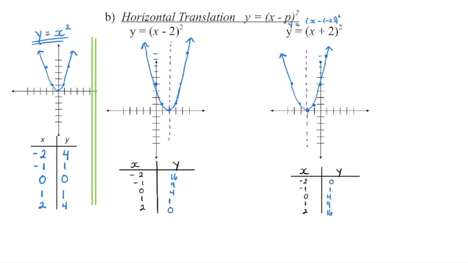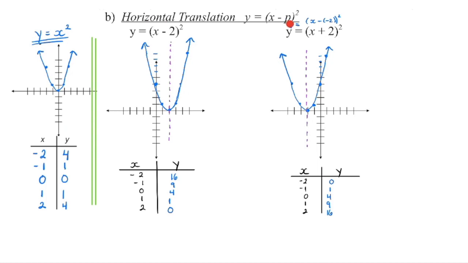Well, if we go back to the parent graph, we can see that the vertex is on the origin. My vertex is now shifted 2 units to the right when P has a value of 2. My vertex is shifted 2 units to the left when P has a value of -2. And I wrote this out here just because we have a +2, but remember, a minus times a negative gives us that positive value. So P is shifting the graph horizontally. It's what we call a horizontal translation.